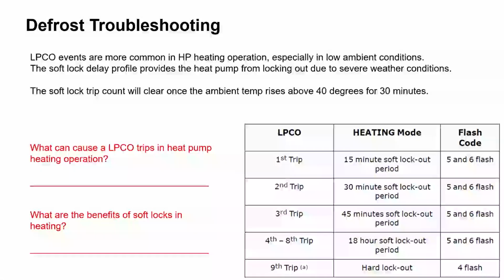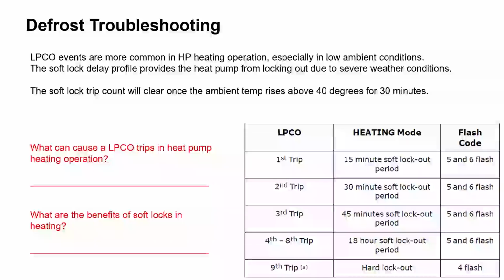In heating, we have a lot more lockout trips. On the 9th trip, we do go into a hard lockout. Usually with the low pressure trips, remember, in and out of defrost, we ignore it for 3 minutes. So that's not part of this. This is trips while we're operating. A lot of times this is a low refrigerant charge, or we're freezing up too quickly, something like that.